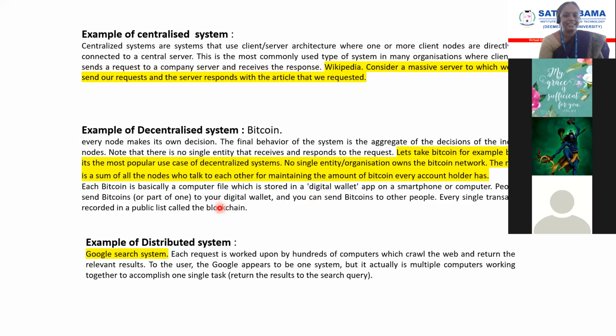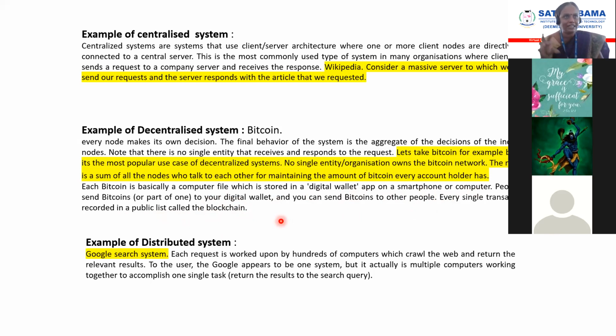Each single transaction is recorded in a public list, which we call the blockchain. I told you, you may not be able to understand the Bitcoin concept now, or how we do multiple transactions. Just as we access our money at an ATM, in a mall, or in a restaurant, Bitcoin is a digital wallet on a smartphone or computer that people can access and save money in. That is nothing but the blockchain concept.